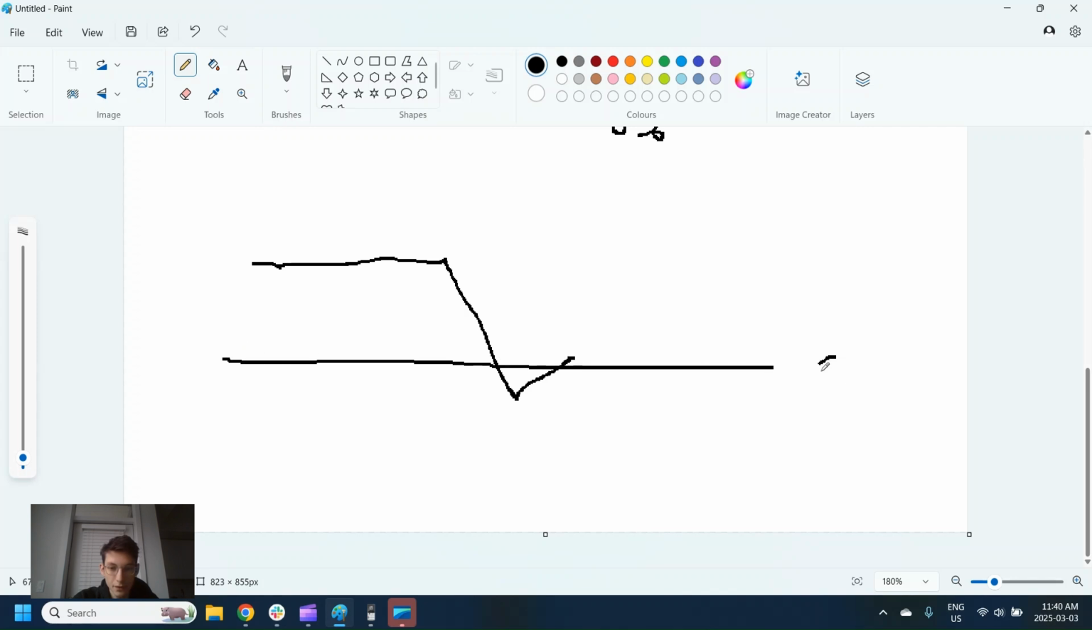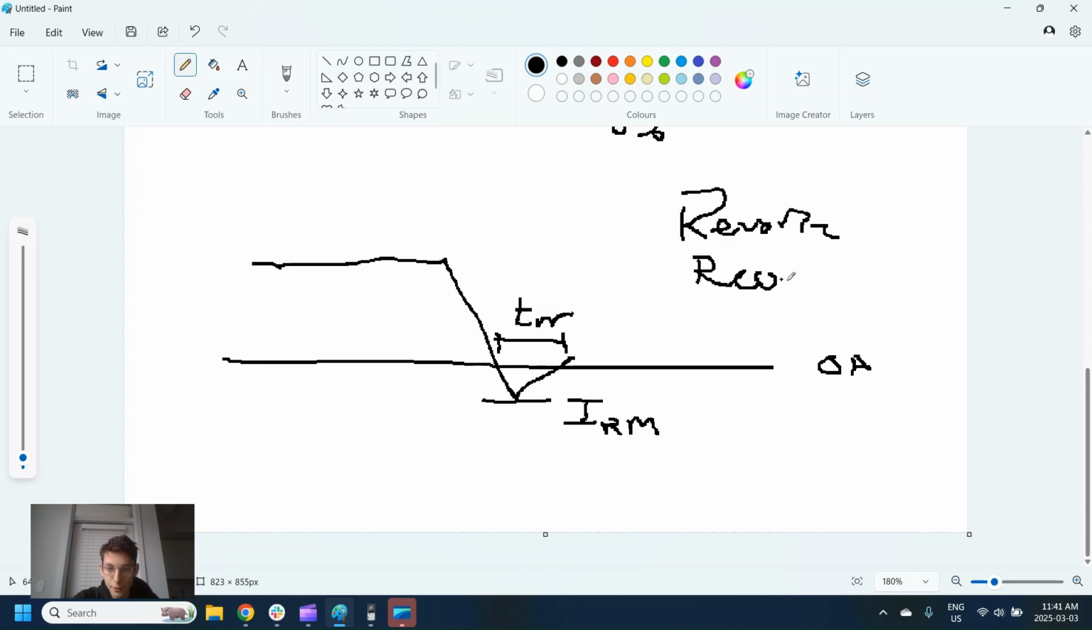This is 0 amps. We have this, which is IRM. We have this, which is TRR. Reverse recovery is what this stands for. So these are reverse recovery losses. I am not good at writing on this. So we have something which is the time. This is basically the time that it's going negative.